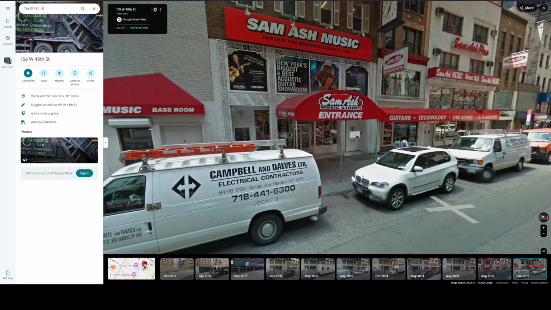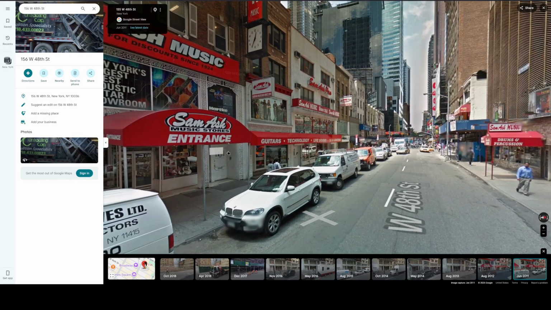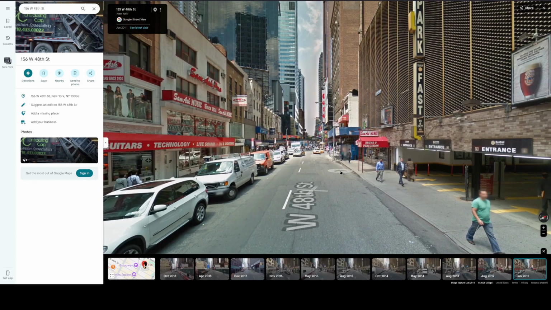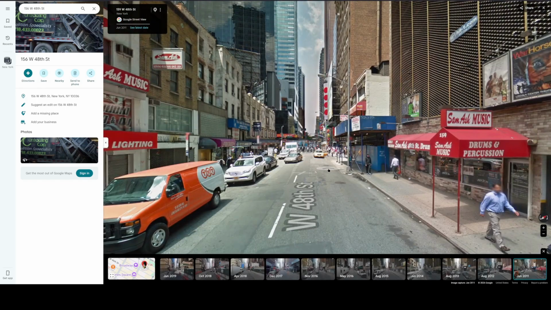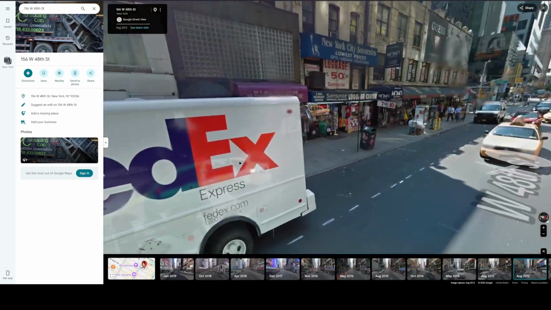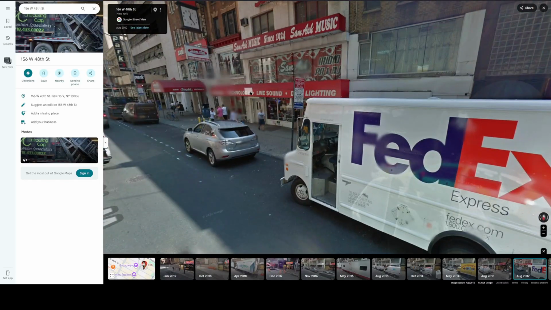If I remember correctly, I'm trying to remember which one it was. So if this is 2011, because there were 3 places total. Right in 2011, it was just Sam Ash because they bought out Manny's, which was that awning.